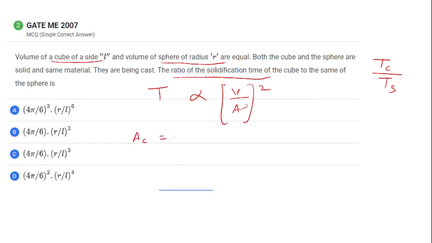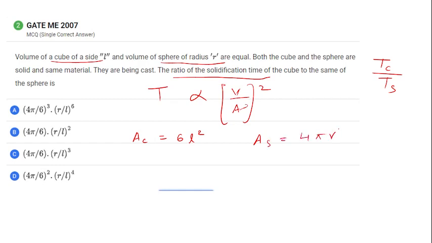Side is L, so 6L square. Let's write 6L square. And then the surface area of a sphere whose radius is R will be 4 pi R square.